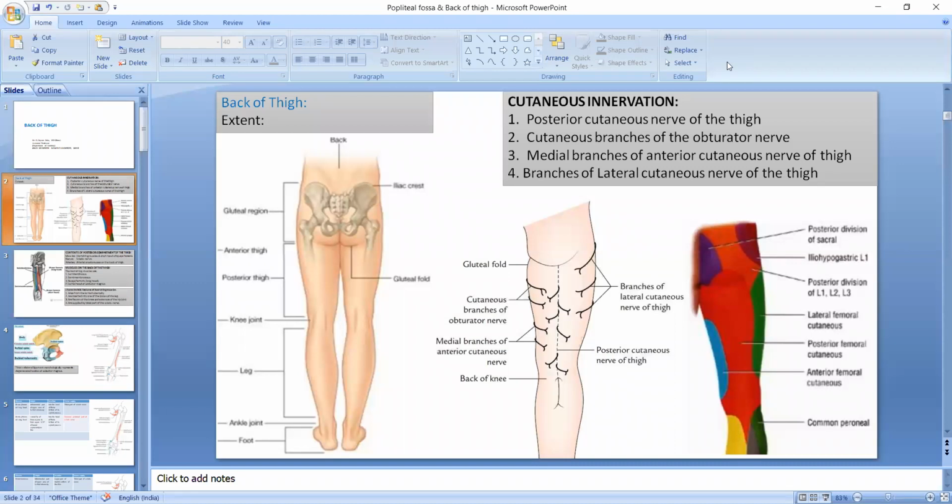The posterior cutaneous nerve of the thigh provides innervation to the skin of the posterior surface of the thigh and leg, and the skin of the perineum also. So these are the cutaneous supply of the perineum, thigh and leg. We can see the posterior cutaneous nerve, and all the nerves here.